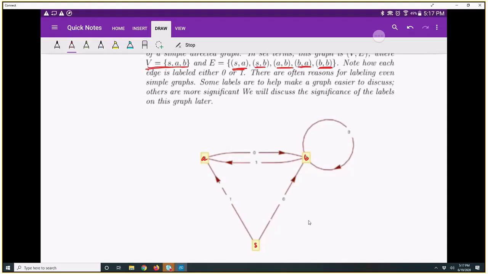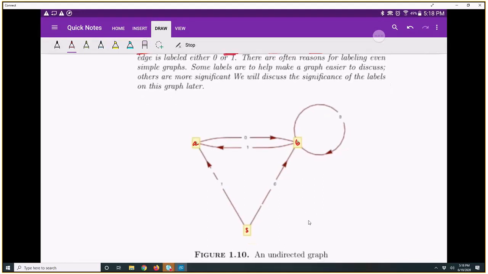Now you might notice that in this picture, each edge is labeled either 0 or 1. We're going to come back to this example and explain why they're labeled 0 or 1 later. But there are often reasons for labeling simple graphs or more complicated graphs as well. Some labels will make the graph easier to discuss, or others may have some other significance.